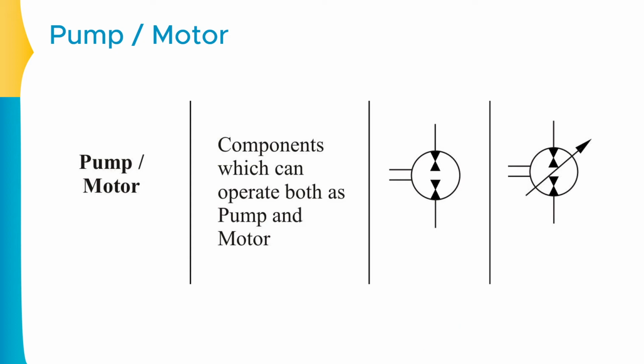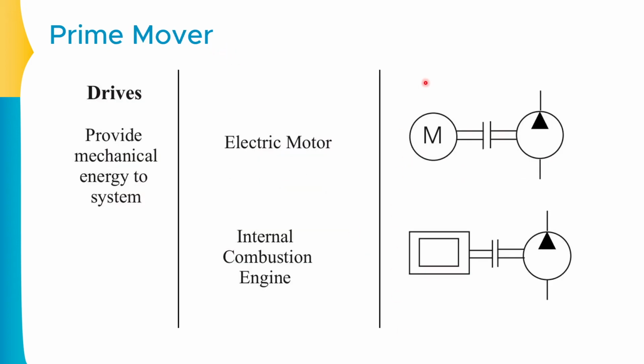So this is all about the pumps and the rotary actuators. Pumps and motors are known as the rotary actuators. Now let us talk about the prime movers. Now prime movers are what? They actually provide the mechanical energy to the pump or the compressor. Prime movers are the devices that generate mechanical energy and provide that mechanical energy to the pump or compressor.